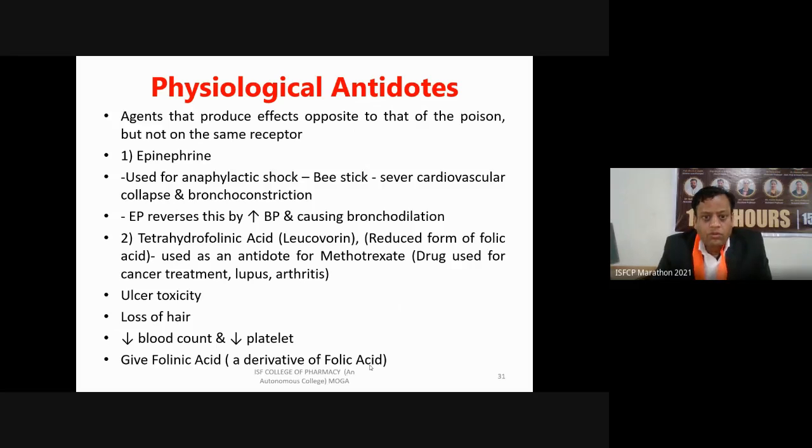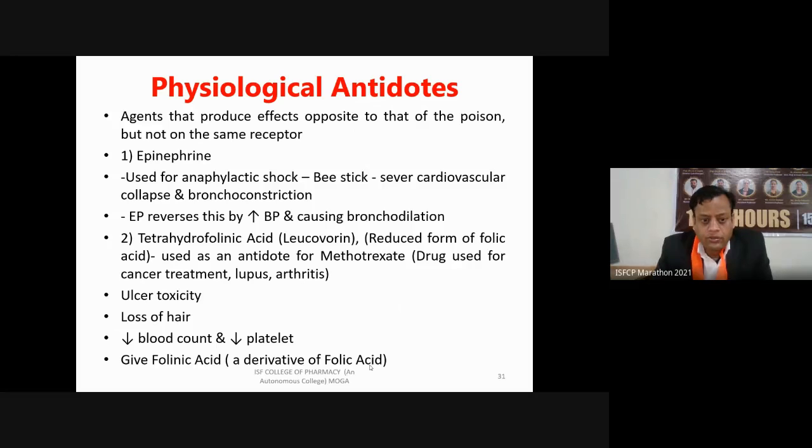Tetrahydrofolinic acid, leucovorin, is a reduced form of folic acid, used as an antidote for methotrexate poisoning. So tetrahydrofolinic acid is used in methotrexate poisoning. It is the drug methotrexate. We know that it is used in cancer treatment, and also used in arthritis.